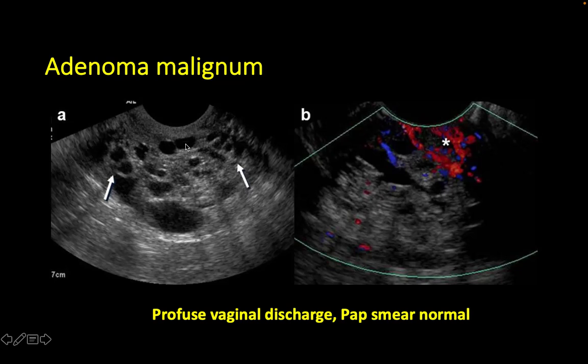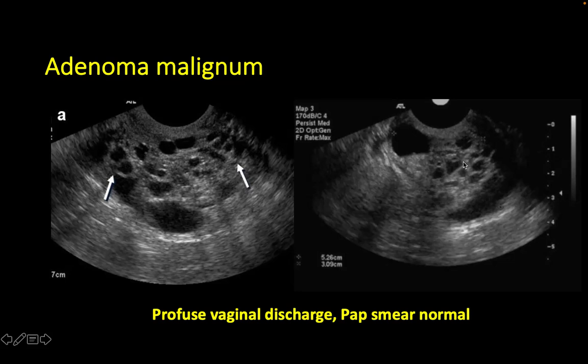Now, don't be fooled and don't end up thinking that these are just Nabothian cysts. So a cervix with a lot of Nabothian cysts. As I said, always assess the cervix on Doppler, color Doppler. And here, when the authors switched on color Doppler, they could appreciate the presence of marked vascularity in the solid areas in between these multiple cystic clusters, suggesting that they were not just Nabothian cysts, but actually adenoma malignum.